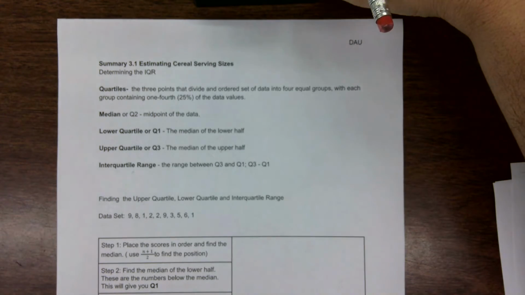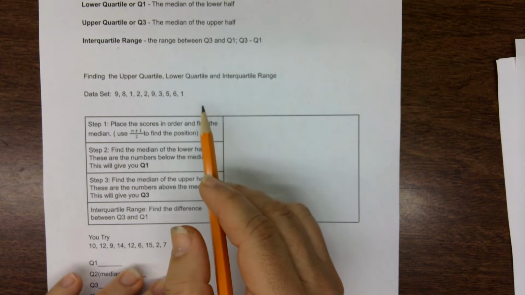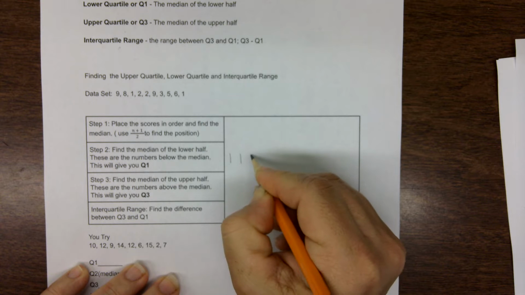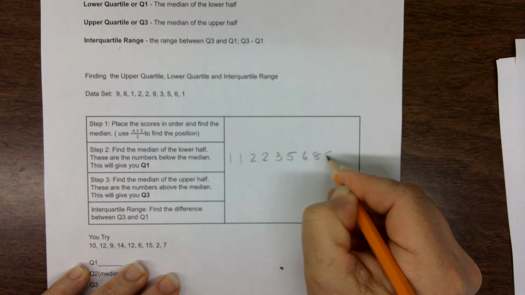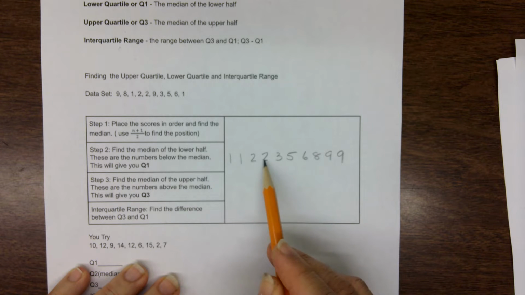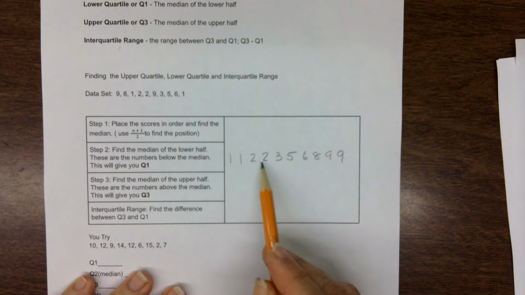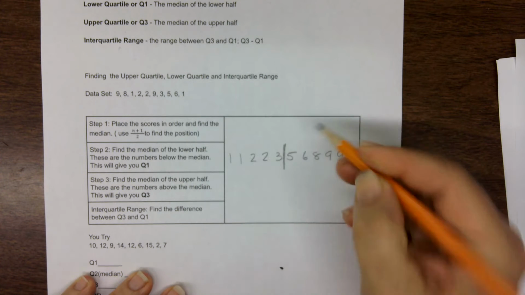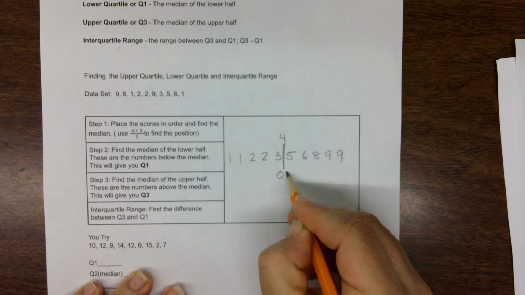So when we are finding this information, again, our step one is to put our data in order from least to greatest. So I'm going to do that with this data set: 1, 1, 2, 2, 3, 5, 6, 8, 9, 9. Now my first step is to find the middle of my data set. 1, 2, 3, 4, 5, 6, 7, 8, 9, 10 pieces of data. So it's going to be between the fifth and sixth piece of data. So this is right in between, and my value in between 3 and 5 is 4. And again, this is my median, or Q2.